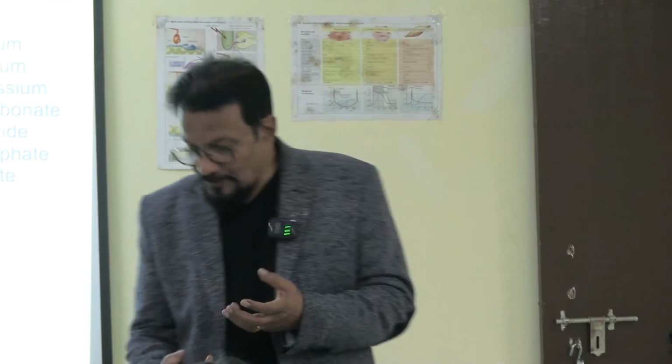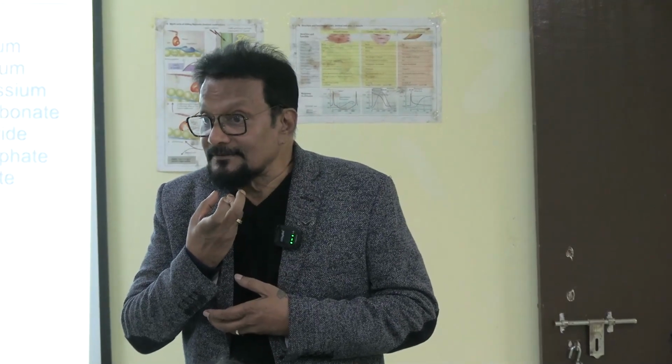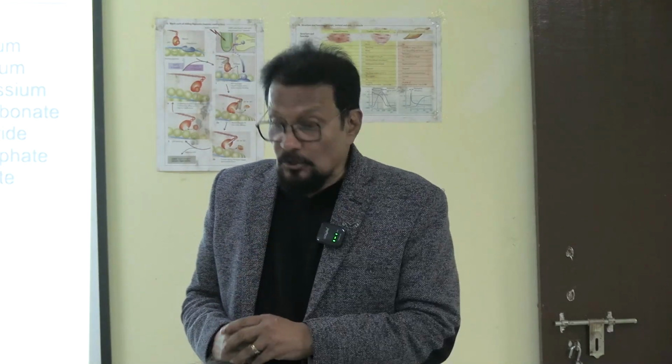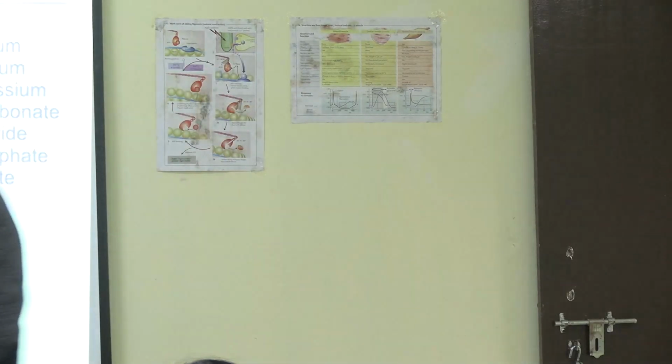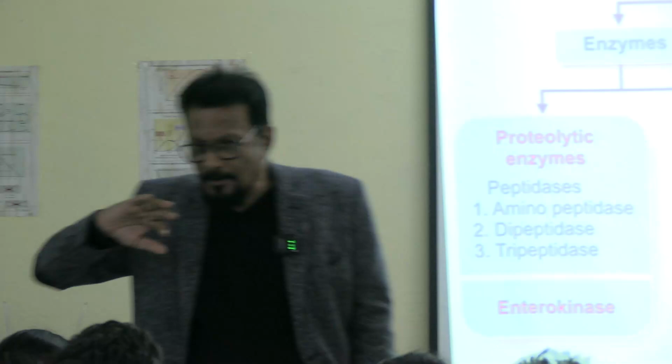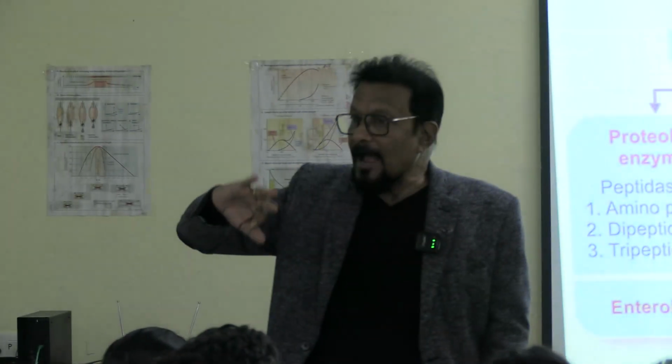regurgitation, what will be there? The food bolus will be entering the esophagus. And it may come out in the mouth. You will find, oh, so acidic it is. So it may cause esophageal ulceration in esophagus. Okay, so if it happens repeatedly, what will happen? Hiatus hernia.